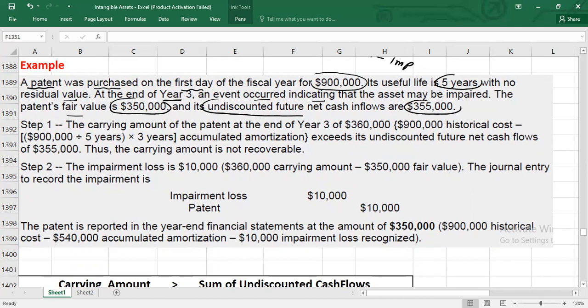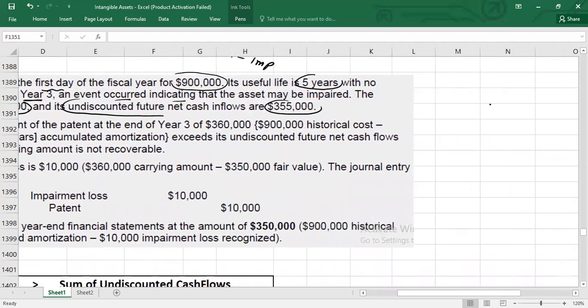And guys, of course, undiscounted future cash flows the examiner will provide you in your exam questions. Okay, now you want to calculate the impairment loss. So simple, what you need to do first is calculate the carrying value of the asset.